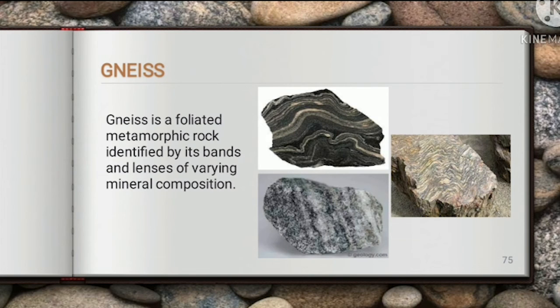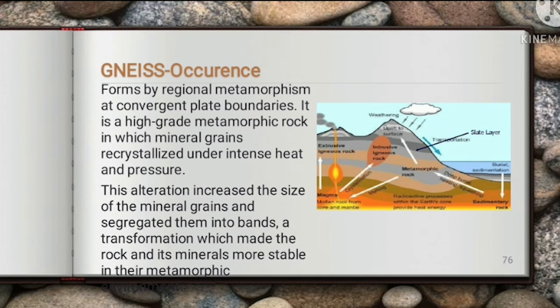Gneiss. Gneiss is a foliated metamorphic rock identified by its bands and lenses of varying mineral composition. It is formed by regional metamorphism at convergent plate boundaries. It is a high-grade metamorphic rock in which mineral grains recrystallize under intense heat and pressure. These alterations increase the size of mineral grains and segregate them into bands, a transformation which made the rock and its minerals more stable in their metamorphic environment.